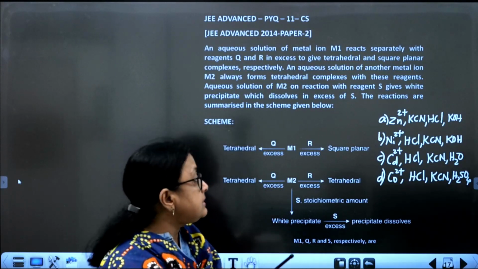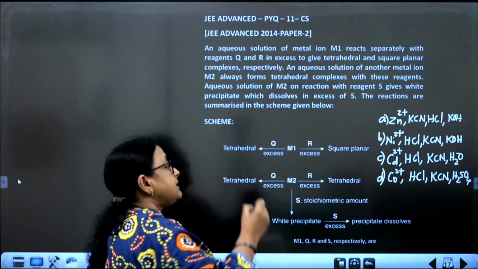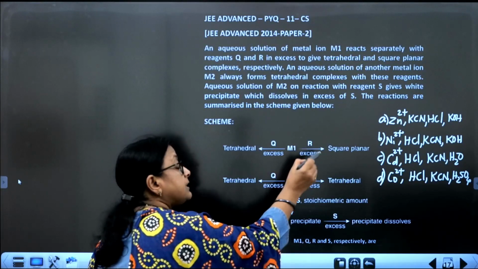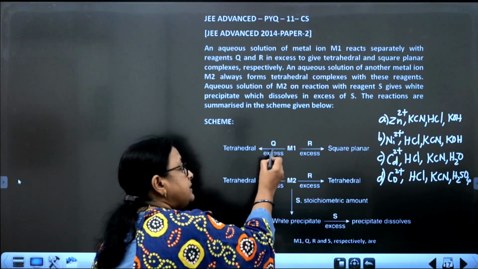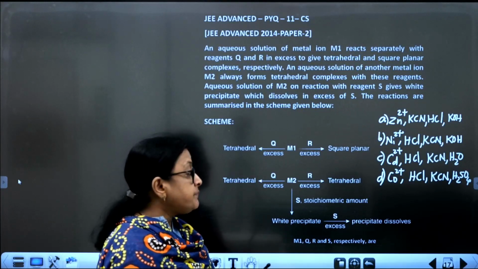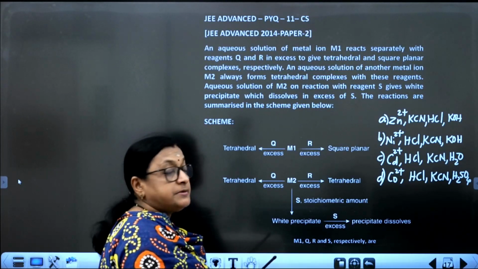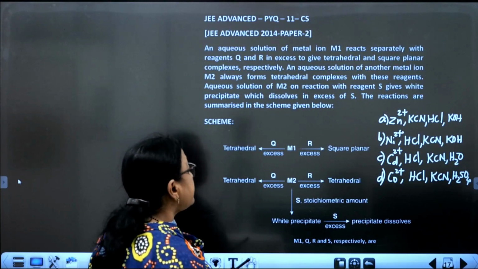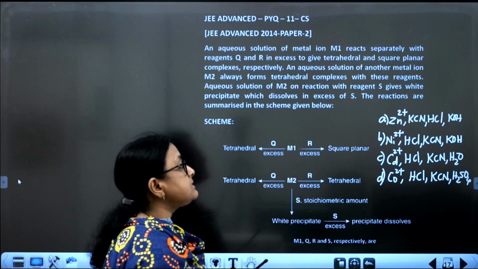You can just have a look at the scheme given here. The metal M1 with excess Q gives a tetrahedral complex, and the same metal M1 with excess R gives a square planar complex. And another metal M2 with these same reagents gives only tetrahedral complexes. And this M2 on treatment with S first gives a white precipitate, and with excess of S, the precipitate dissolves. Identify these species M1, Q, R and S is the question.